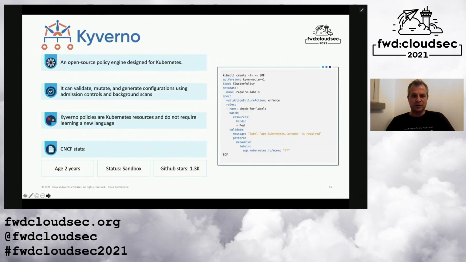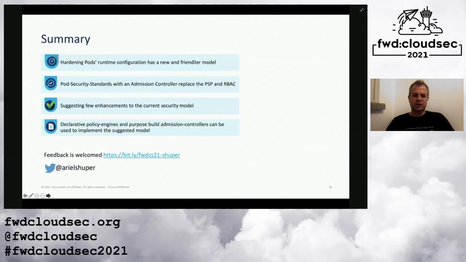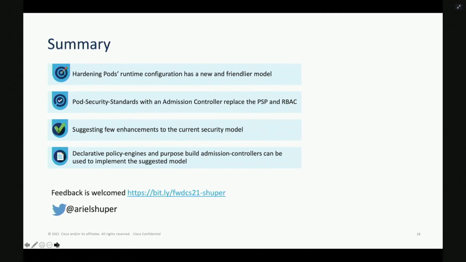So just to summarize, I think I'm running out of time. Hardening pod security runtime configuration has a new and friendlier model. Pod security standards and admission controller replace the PSP and the RBAC. I think with some small twist, we can make it even more secure. And declarative policy engines are probably the right tool to do so. There are different great tools that offer modification. You can use them to get this more secure model.